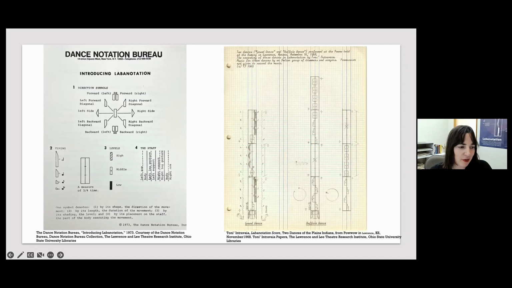The process of arriving at a clean score like the one shown here comes in several stages of drafts. First, notators analyze movement and they choose the best combinations of symbols to capture it in a translation process. They're working live in the studio with dancers or possibly off of moving image.